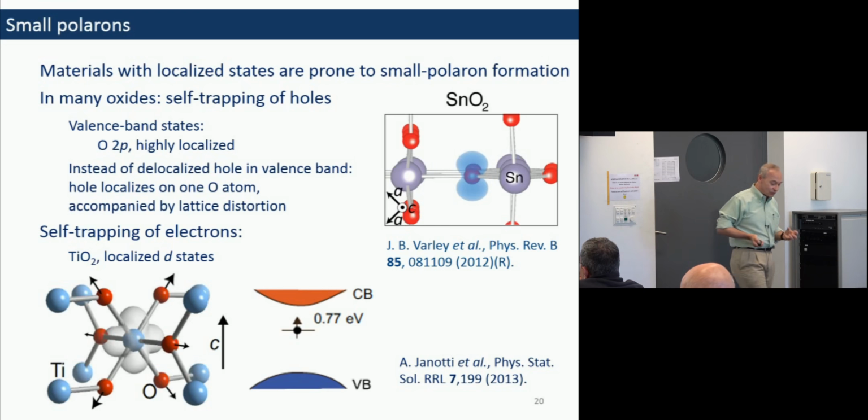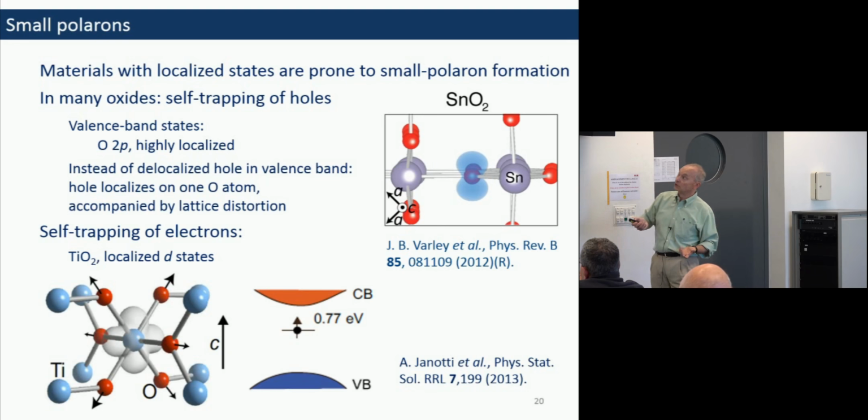And that actually happens by having a distortion of the lattice, okay? So locally the atoms move, and that creates a lower energy state in which the hole can get trapped. And you can do calculations for this. My student Joel Varley did this for tin oxide some years ago, and you clearly see this localized state corresponding to a localized hole, which is referred to as a small polaron.